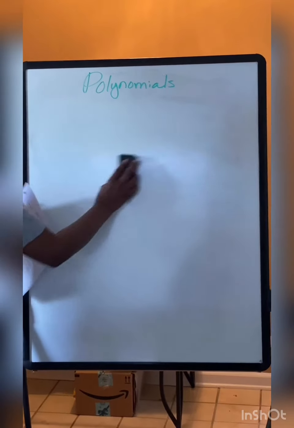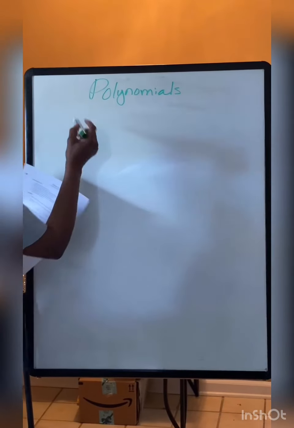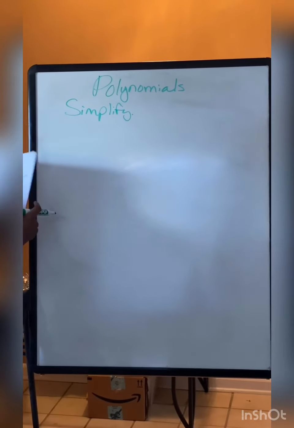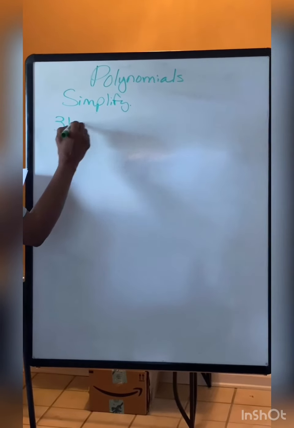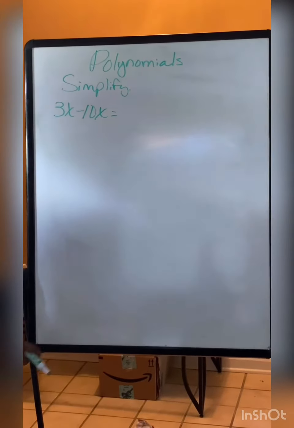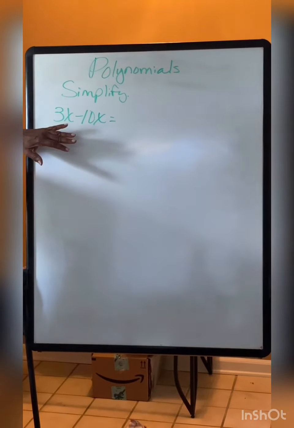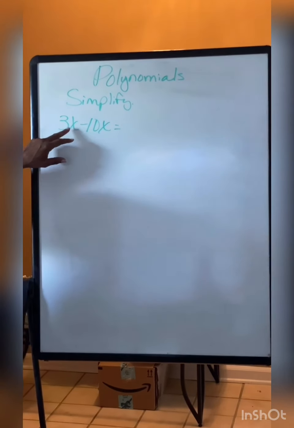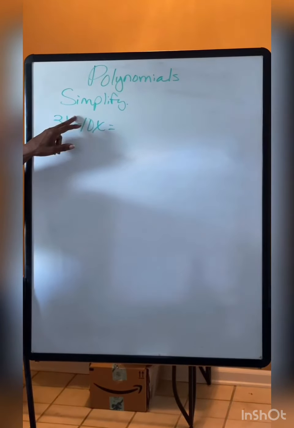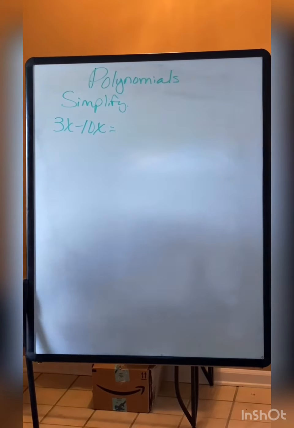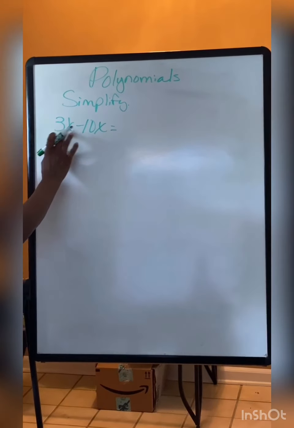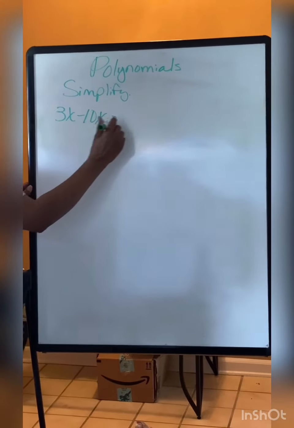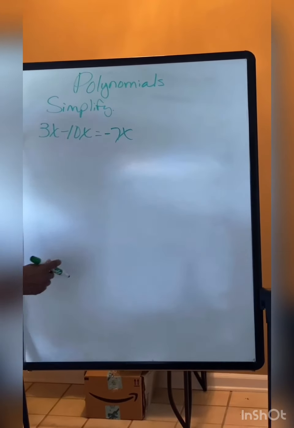Now as we simplify some polynomials. So let's simplify. If we had 3x minus 10x, well, first of all, they have to be like terms in order for us to be able to simplify. These are like terms because they have the same variable x and the x has the same exponent of 1. So look at the numerical coefficients. I have 3 minus 10. 3 minus 10 is a negative 7. So 3x minus 10x will give me a negative 7x.